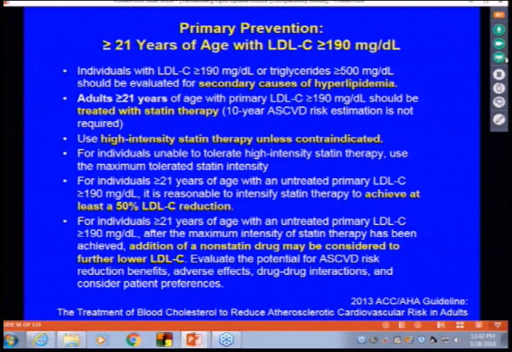So that's the recommendation after you look for secondary causes of hypercholesterolemia. These would be things like hypothyroid, medications. I'll show you a list of those. High intensity statin, unless contraindicated, achieve at least 50% reduction, and you may have to add another drug to get that greater than 50% reduction.